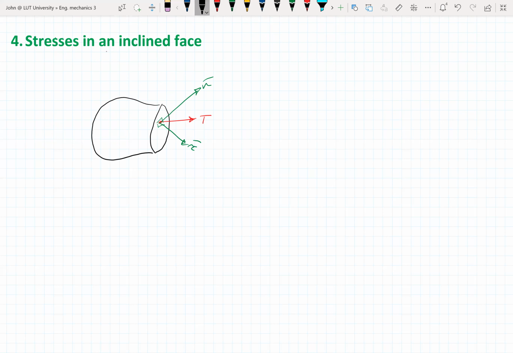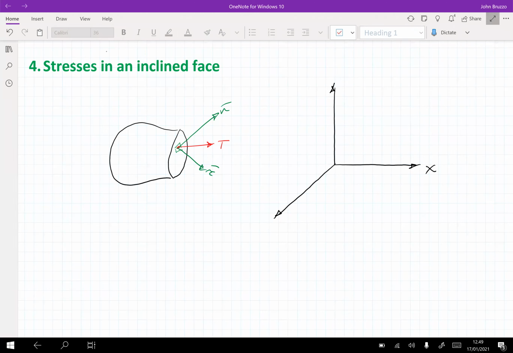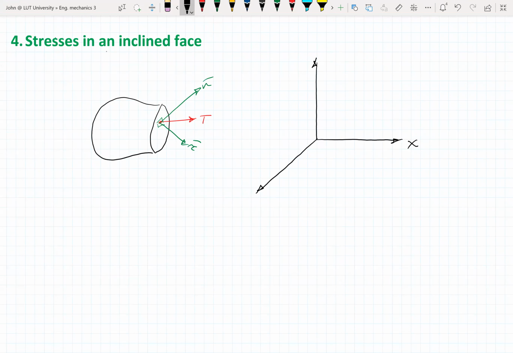I'm going to draw a Cartesian coordinate system on the right. It's going to be something like this. It's going to be my X, Y and Z axis. And I'm going to have located a force here, or a vector.